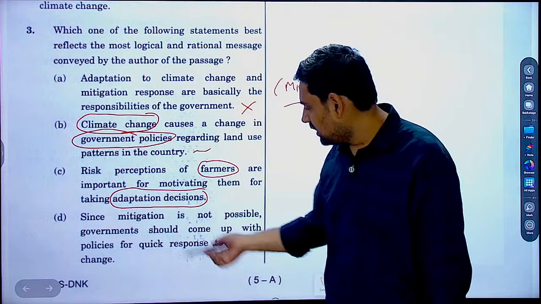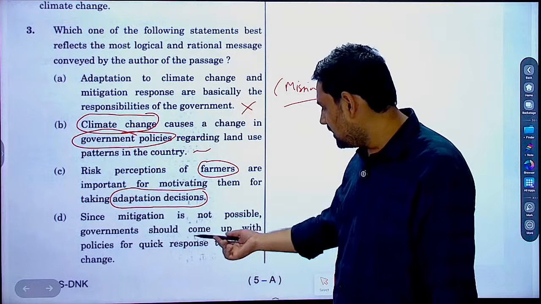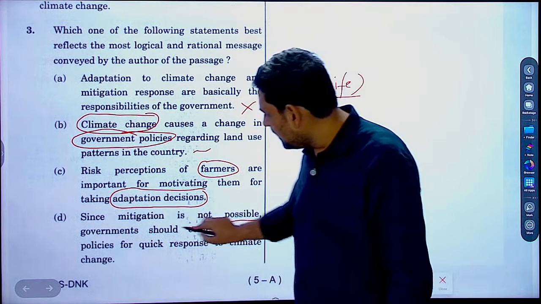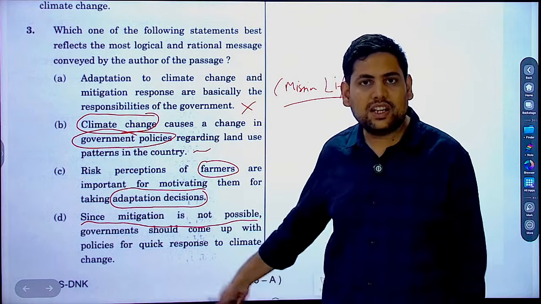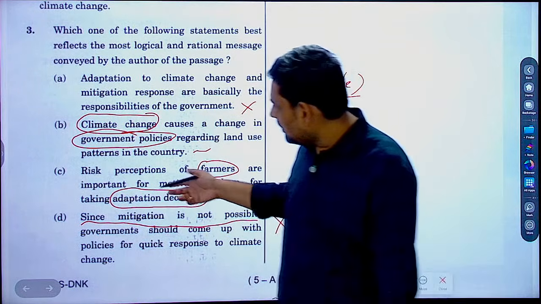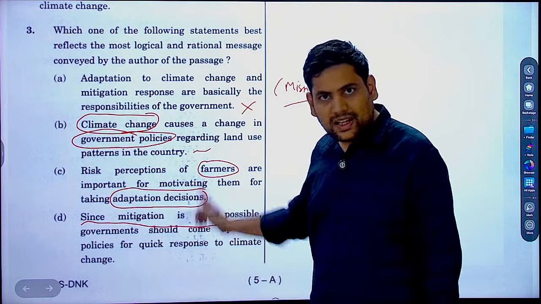Then last, since mitigation is not possible, government should come up with policies for quick response to climate change. Now, this is extreme statement that mitigation means what? Stopping climate change. That it is saying it is not possible only. So this is wrong. Extreme statement. Gone. Now it is comparing climate change and government policies or farmer and adaptation decisions.